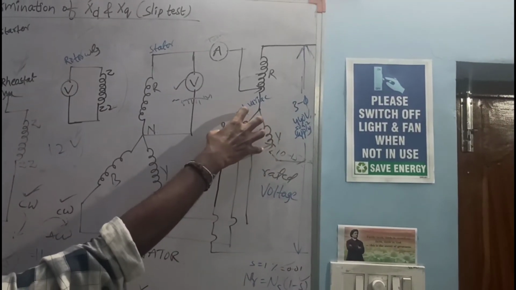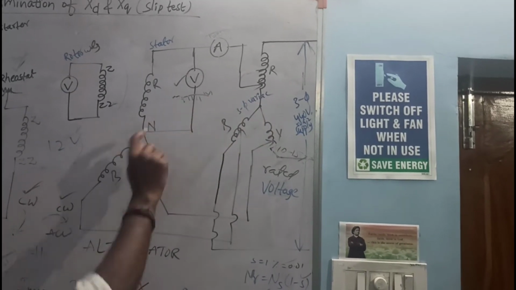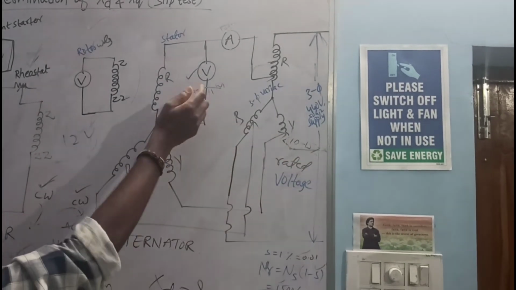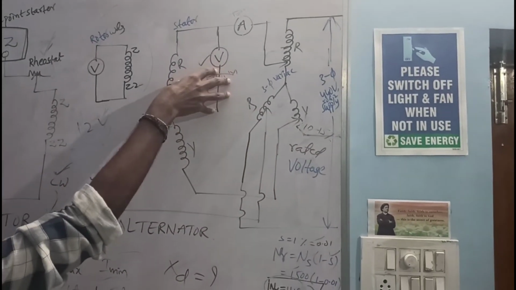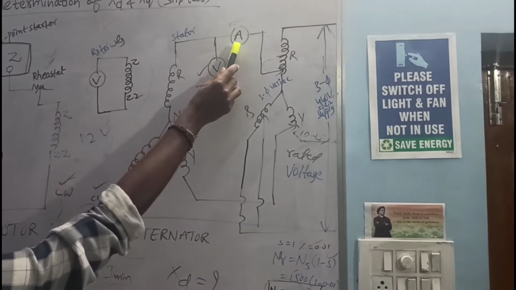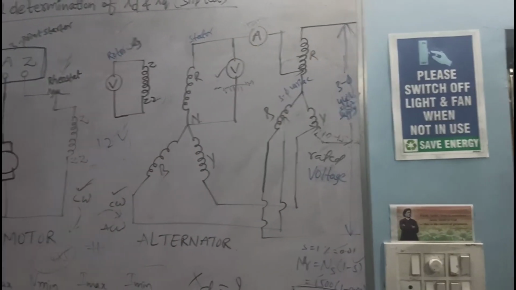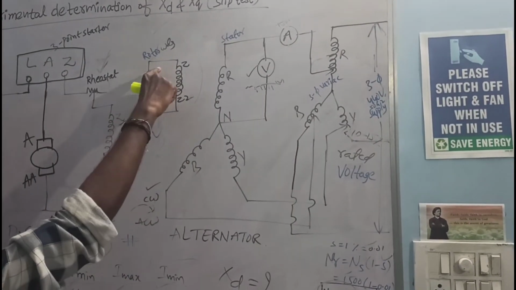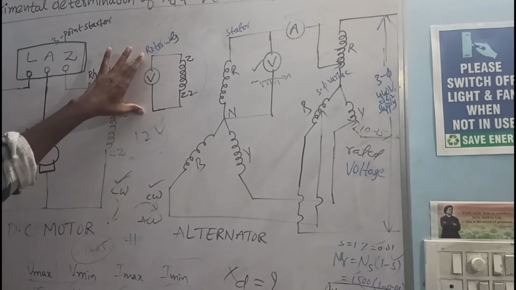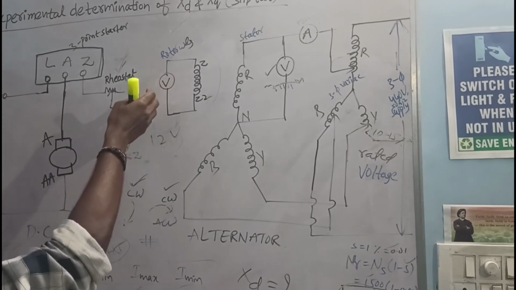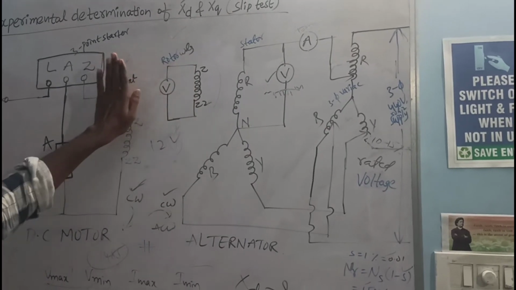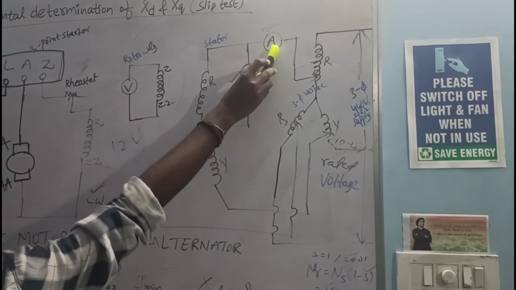By using this 3-phase variac, slowly vary the voltage. In this voltmeter, apply 10 to 15% of rated voltage, that is, some 60 to 70 volts. Then observe the ammeter value also. You get some value here too. The field winding is open circuited, or you can check with a multimeter. Otherwise, simply open this field winding. Just observe this voltmeter and this ammeter.